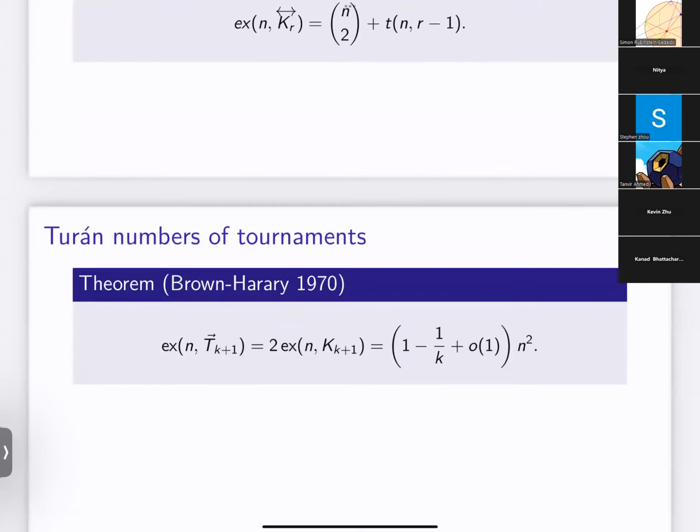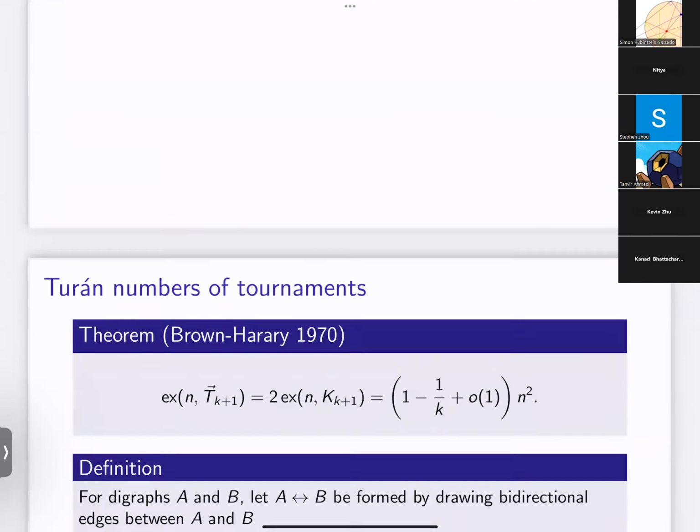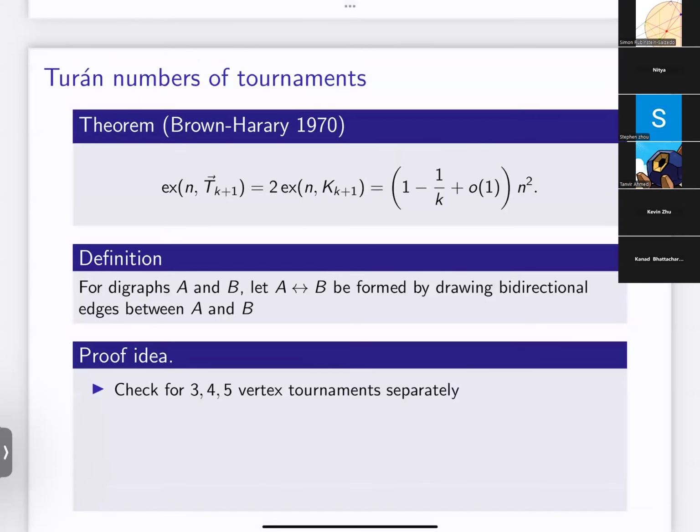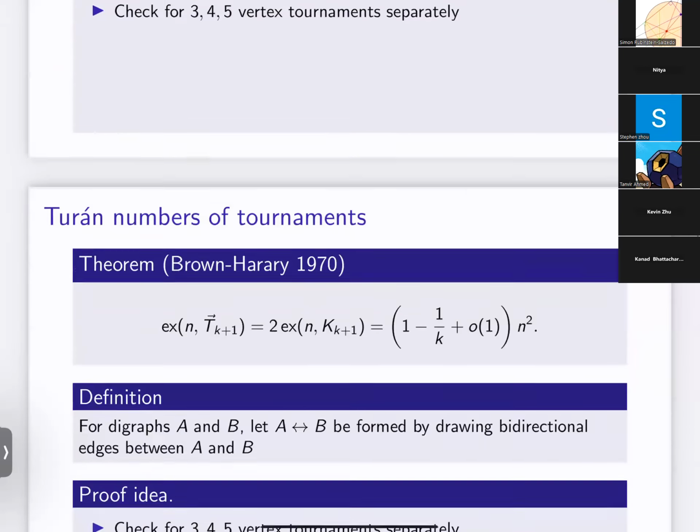So now, once we have these two results, let me tell you a little bit about how they're proved, at least at a high level. If I have two digraphs A and B, let A bidirect B be formed by drawing all the possible edges in both directions between A and B. And the proof idea, which is maybe also not a very satisfying proof idea, is you have to check the small cases separately.